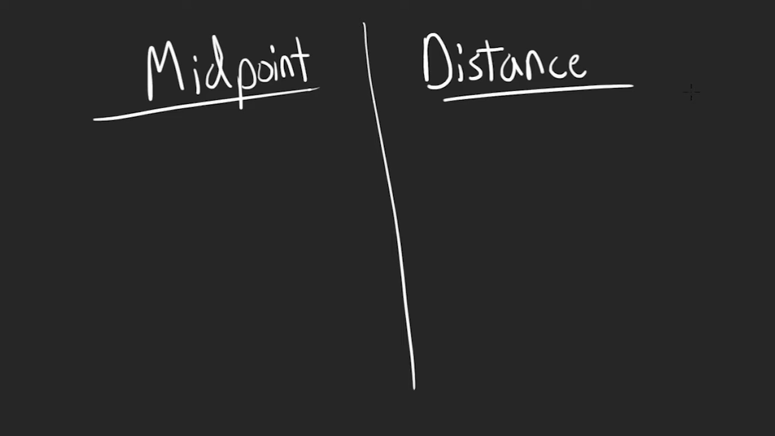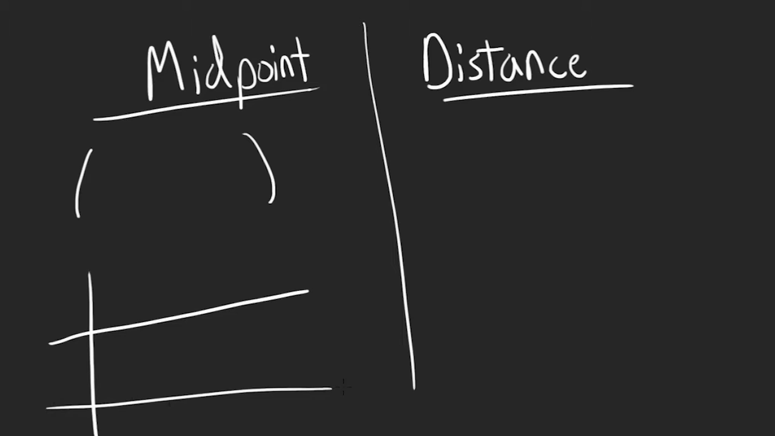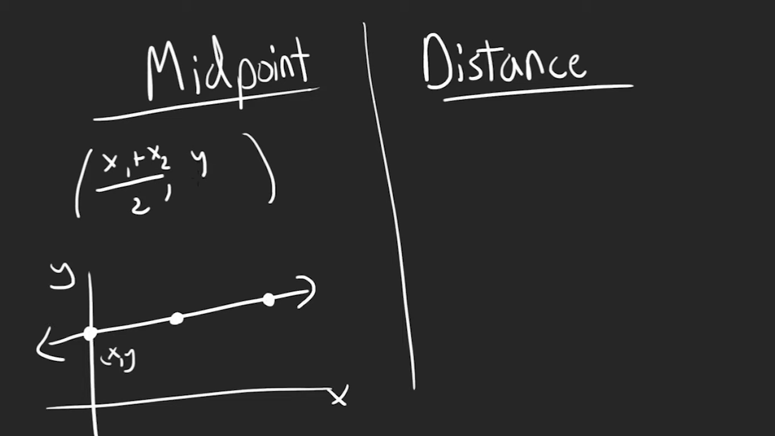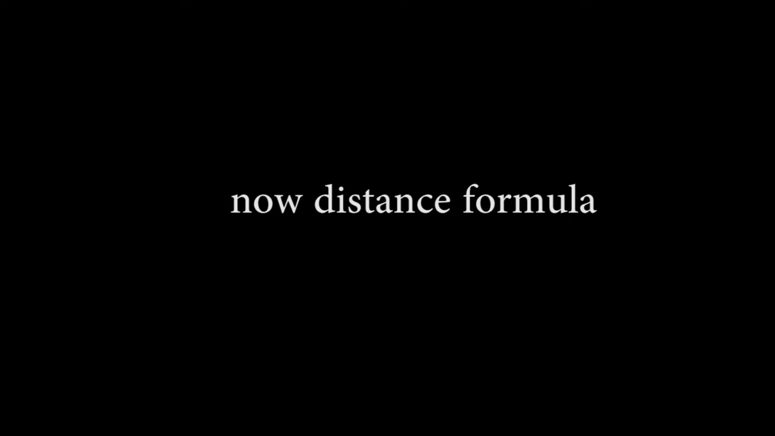So here are the two rules you need to know. Just memorize them. For the midpoint, if you think of a line on an XY coordinate plane, with the x-axis and y-axis, the midpoint between these two points is going to be right here. So what you do is take the average of the x and y coordinates. It's (x1 plus x2) over 2, comma, (y1 plus y2) over 2. That's it.